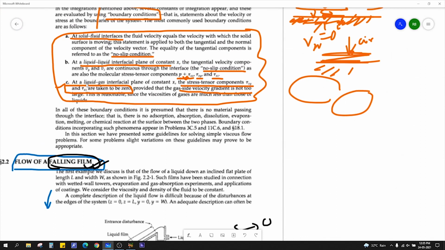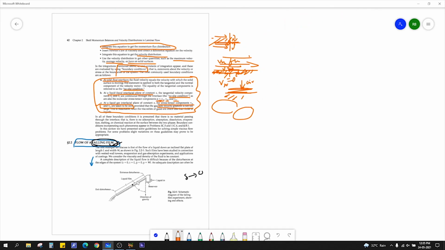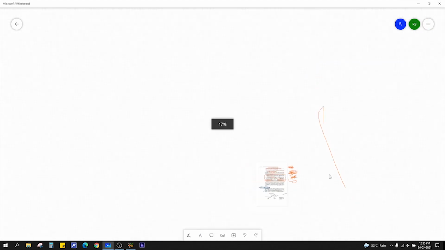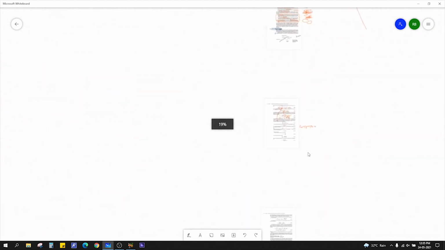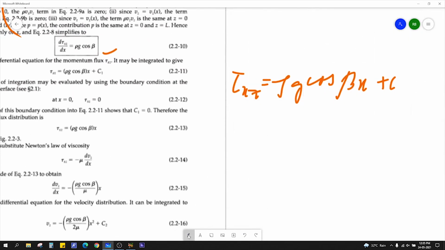At the liquid-gas interface, tau xz is taken to be zero, because this is a falling film. This is the liquid film and this is air, the atmosphere. So this is the interface between the liquid and the air. That means you have to take tau xz equal to 0. So you have got your boundary condition.